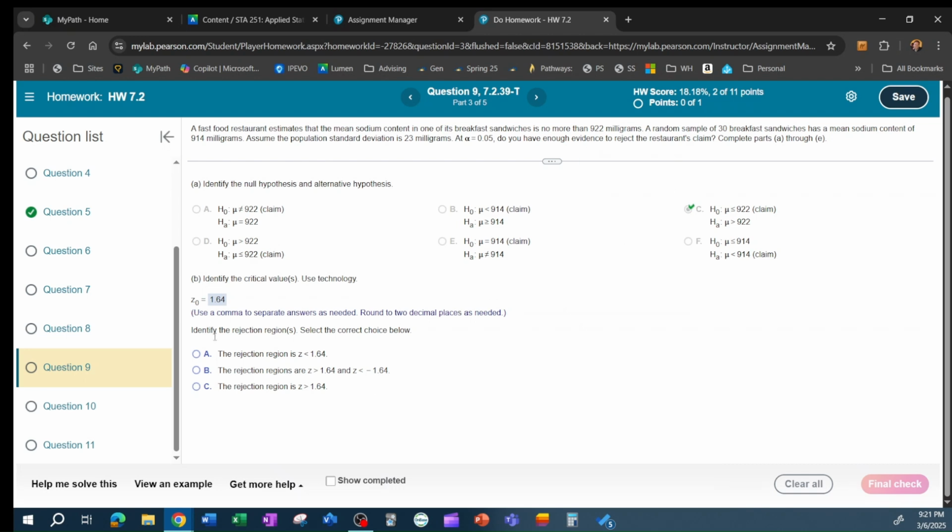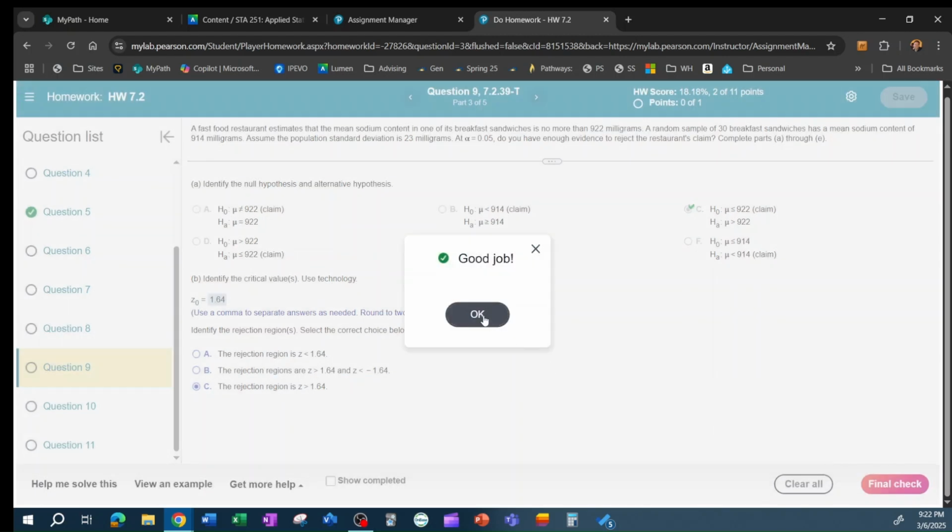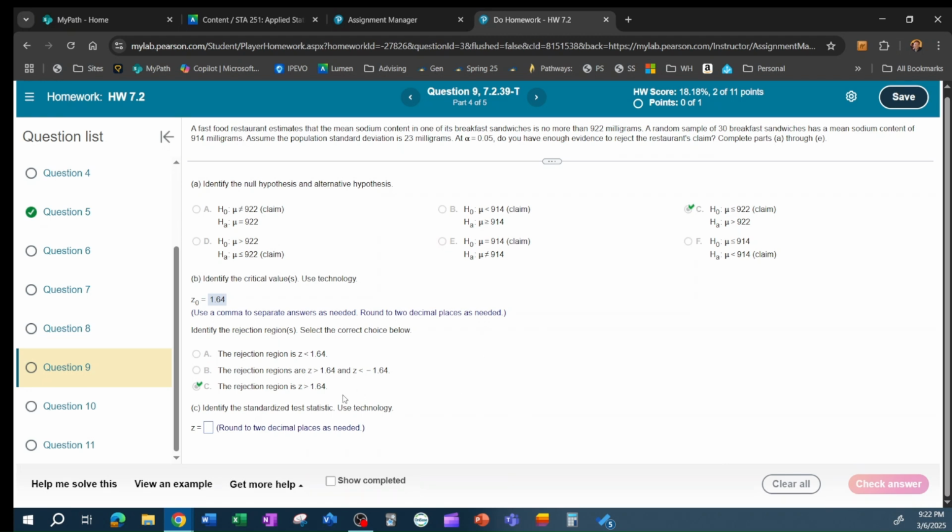All right, so now we're going to do, well, the rejection region is going to be Z is greater than 1.64. Where's that? Z? Right here, right? Because it's right-tailed. Okay. Right now, the standardized test statistic, use technology. Great. All right, I'm going to show you how to do that.